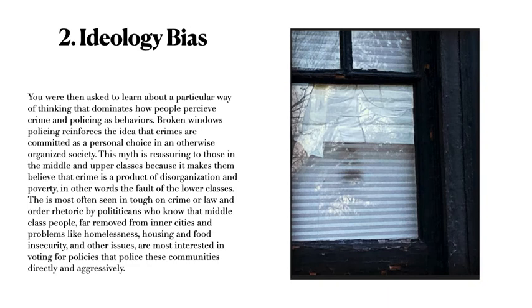The next thing I want you to see is that there's also ideological bias, meaning the beliefs that the system puts forward, the myths that we believe in, the things that we think are real, and the way that we kind of make decisions. So one of the largest biases you see in criminal justice is this very erroneous theory, but very popular theory of broken windows policing. This reinforces the idea that crimes are committed by a personal choice.